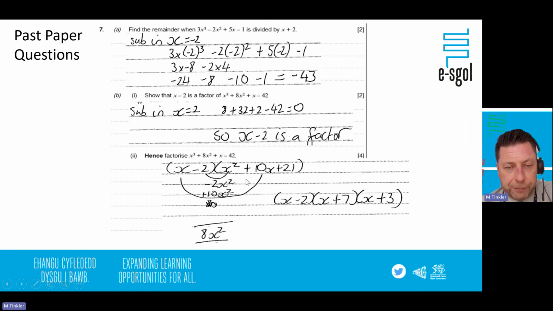-2 plus 10. So x times something gives us 10x squared. It must be x times 10x. It fits in the pattern. I've got an x squared term, an x term, and then a number term. Again, what multiplies to 21? Pretty straightforward here: 7 and 3. 7 and 3 add up to 10.